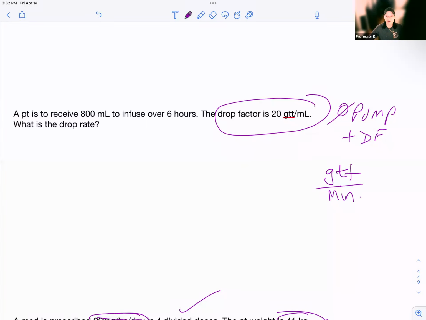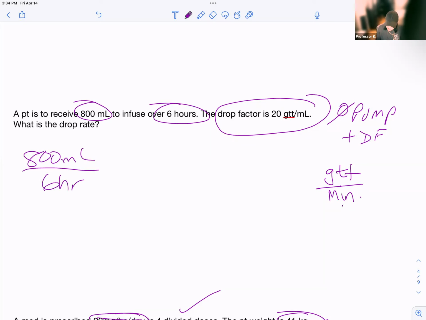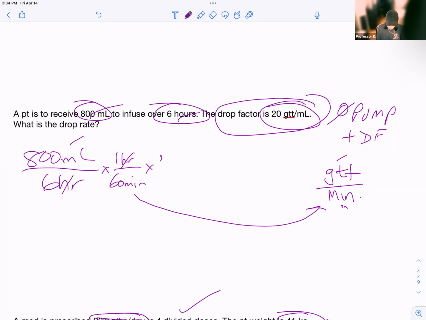So now solve this one for me. And so, yeah, there's no pump. I'm going to count drops. I'm looking for that volume over time order. It's 800 milliliters in 6 hours. All right, but I need minutes in my new denominator. So 1 hour is 60 minutes. Gets rid of my hours. Beautiful. I have my minutes. I need to get drops and I have milliliters. Well, I'm going to use my drop factor. 20 drops per 1 ml. That gets rid of my milliliters and I have my drops. I'm done. I just got to do math.